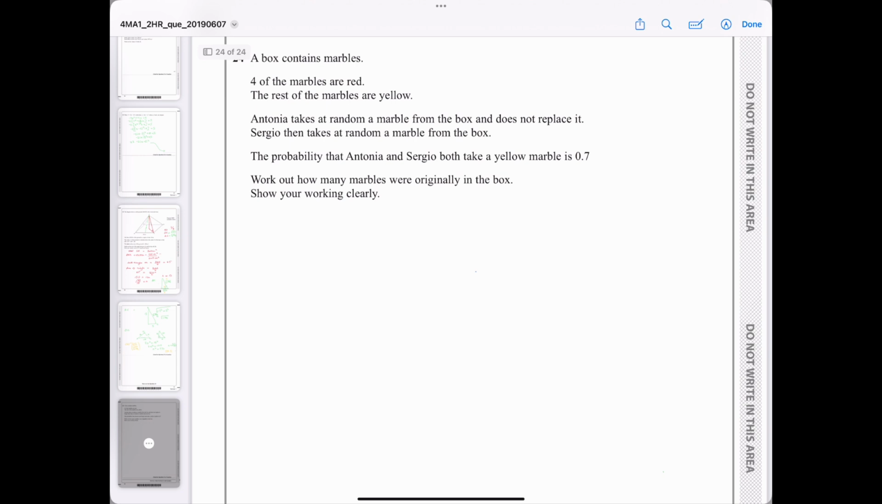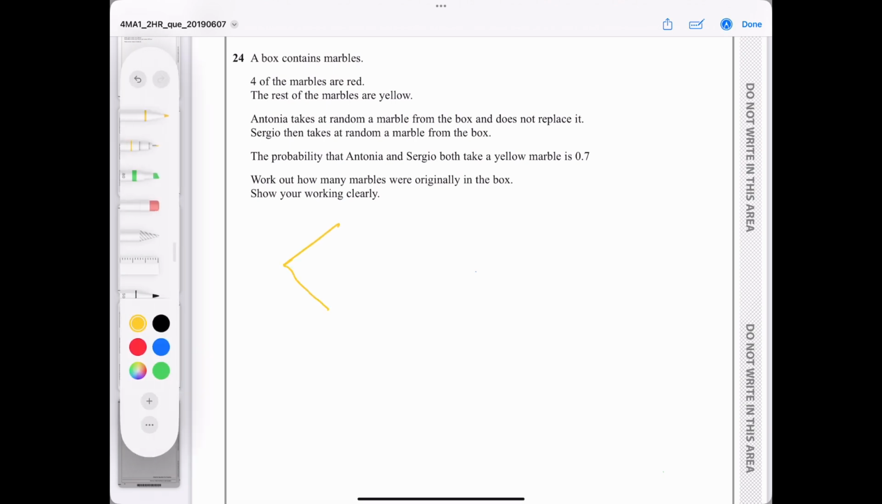Right, we've got a box of marbles, and 4 of the marbles are red, and the rest of the marbles are yellow. So Antonia takes a random marble from a box and does not replace it. And Sergio takes a random marble from the box, and he doesn't replace it either, I suppose. But anyway, this is red, this is yellow, this is red and yellow and red and yellow. So to start off with 4 out of x plus 4, that's what happens. And this is x over x plus 4.